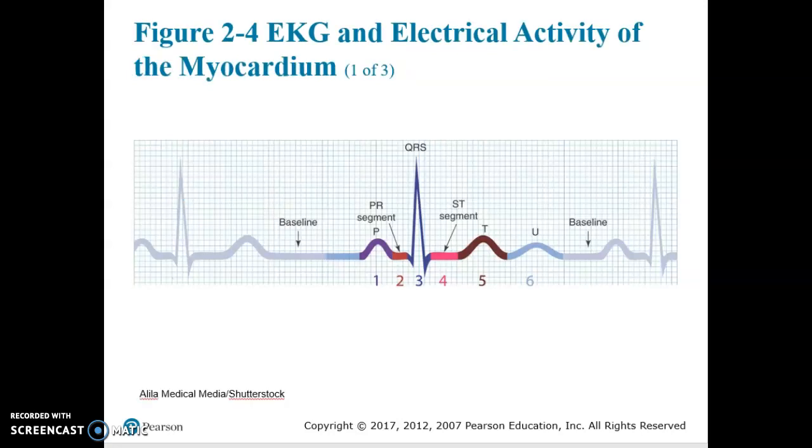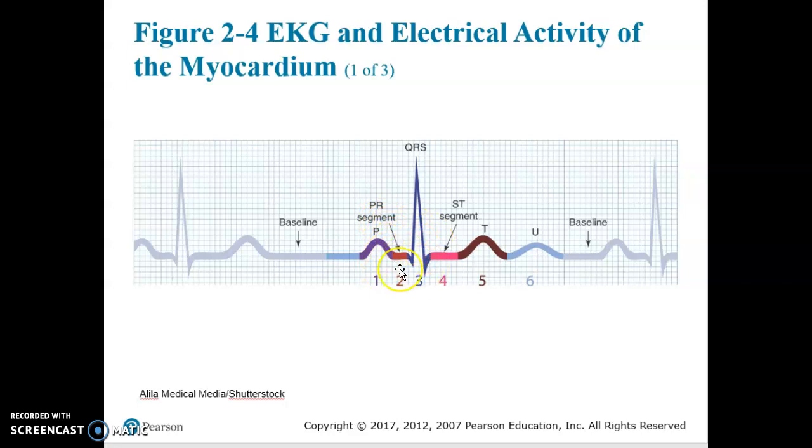All right, so this is an EKG strip. This is what we're looking at. Each P, QRS, and T wave represents a sequence. That represents one heartbeat. So this segment from the P wave all the way to the T wave represents one heartbeat. The PR segment, we can see here, this breaks it down for you.